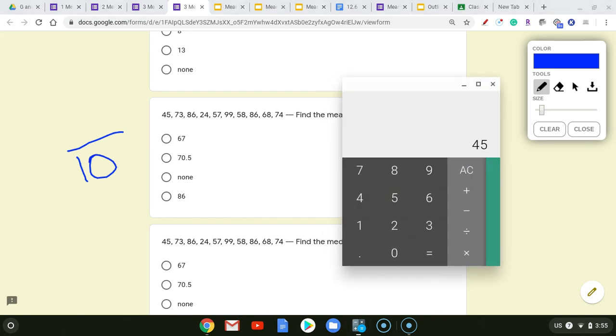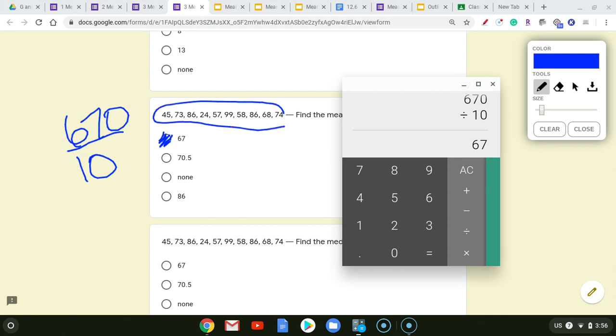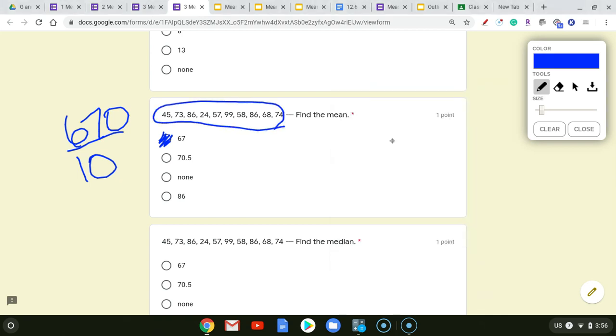We have 45 plus 73 plus 86 plus 24 plus 7 plus 99 plus 58 plus 86 plus 68 plus 74 equals 670. So now I'll take that 670, divide it by 10 because there were 10 numbers, and I get 67. My average. Looking at these numbers, 67 looks like it's pretty much the center of those. I'm okay with that. Yep.